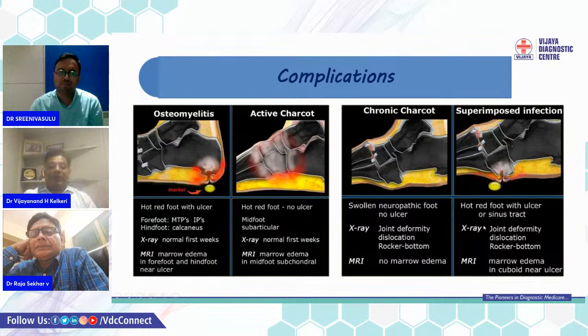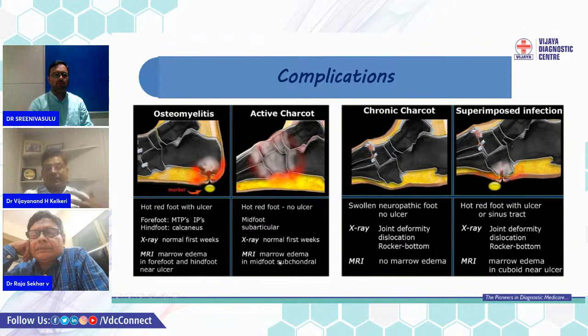So basically, we need to understand that on X-ray or CT scan, unless the person is an expert, it may be difficult for inexperienced eyes to pick up the findings, especially early osteomyelitis or active Charcot's disease. But MRI will help us in giving information in all these stages.